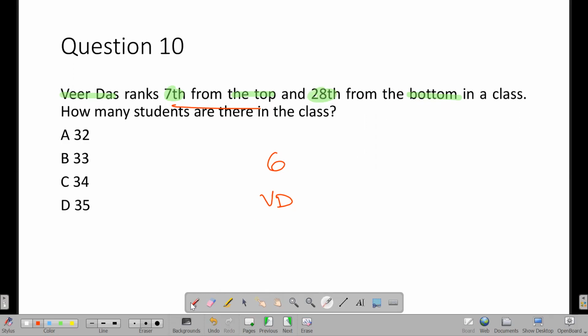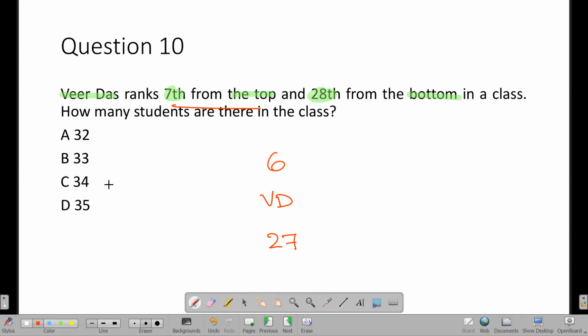28th from the bottom means what? Following Veer Das, there should be 27 people. So that 27 plus 1, 28, it will come, right? So what is the total number of students in the class then? You can consider it will be 6 plus 1, 7. 7 plus 27, you know that it is equal to 34. So we can consider that there are altogether 34 students in the class.